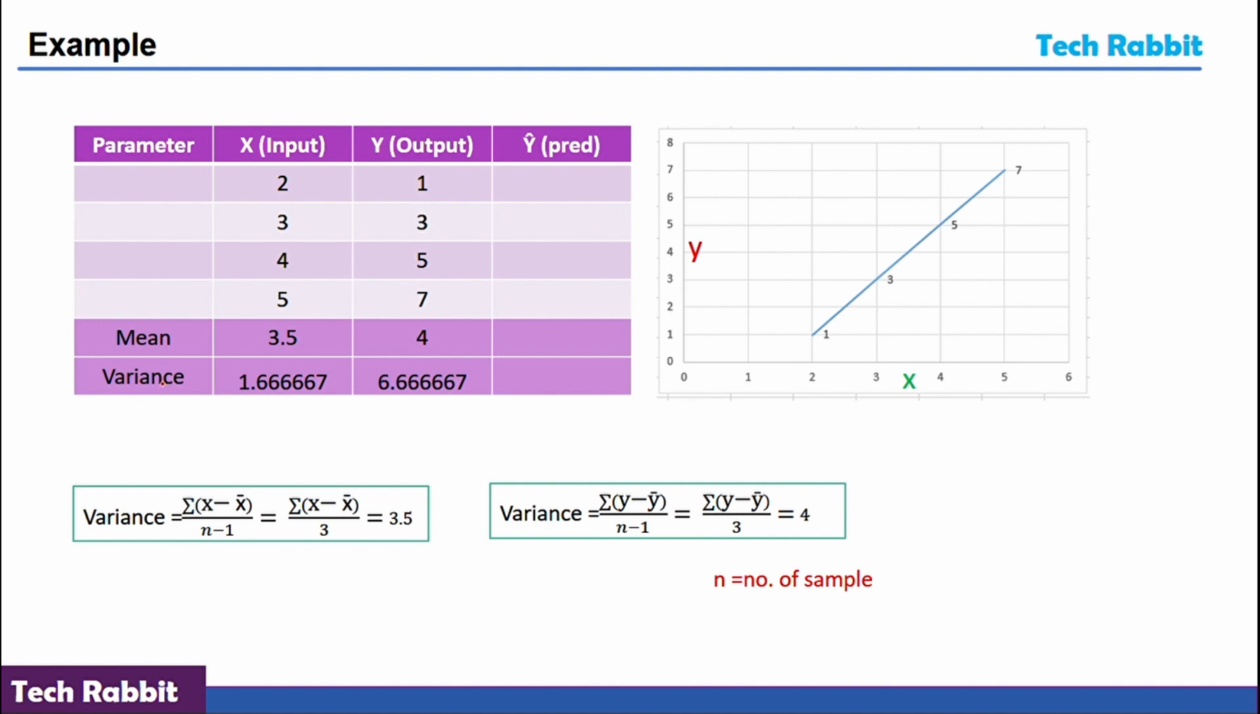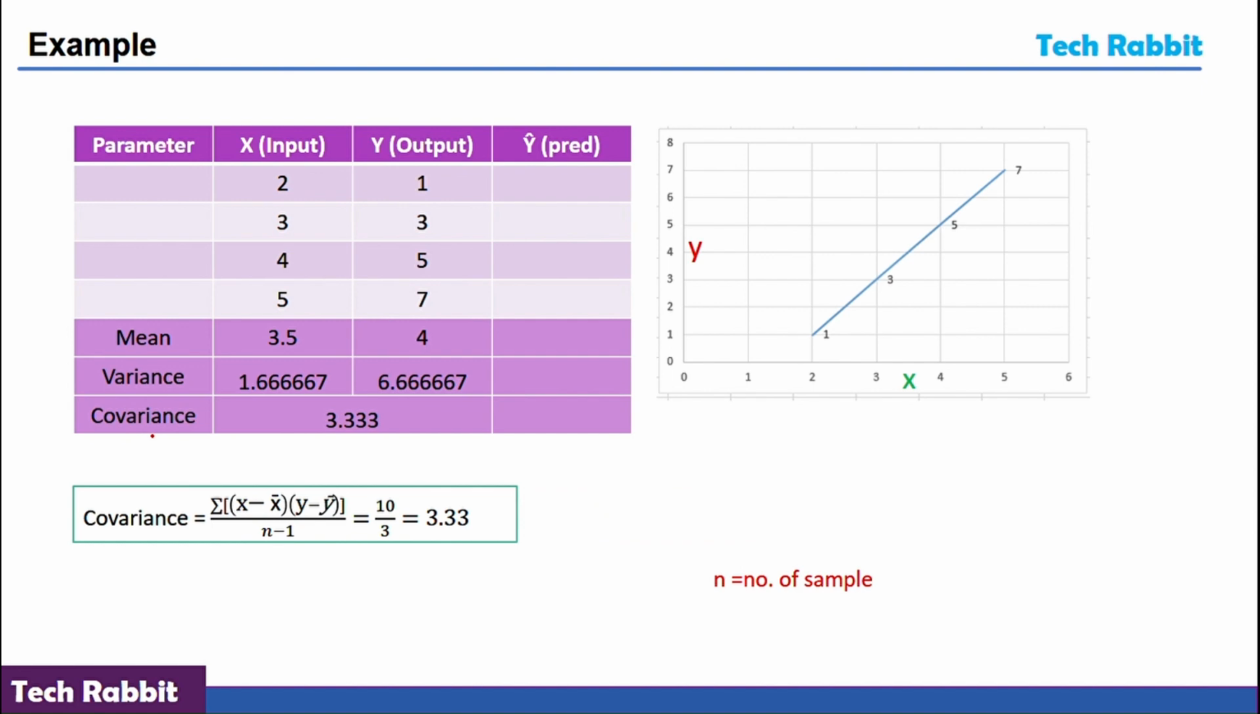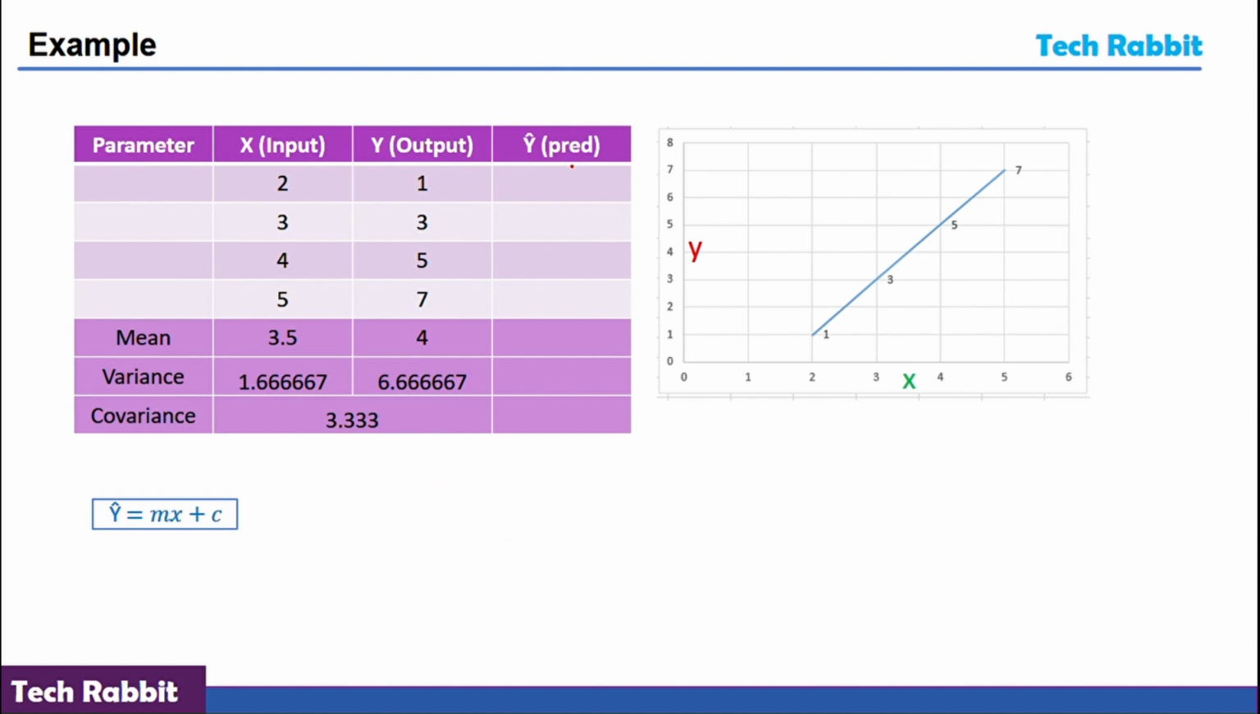Next we have to find the variance. I already told you the formula. The same formula we put here and we get a value of 3.5. Just like variance, we find the covariance. With this formula, we get a covariance value of 3. To get the predicted value, we have the formula mx plus c. Slope has the formula covariance of xy divided by variance of x. It gives the answer 2. Similarly, for the intercept, we have the formula y bar minus m times x bar, which gives the answer of minus 3.